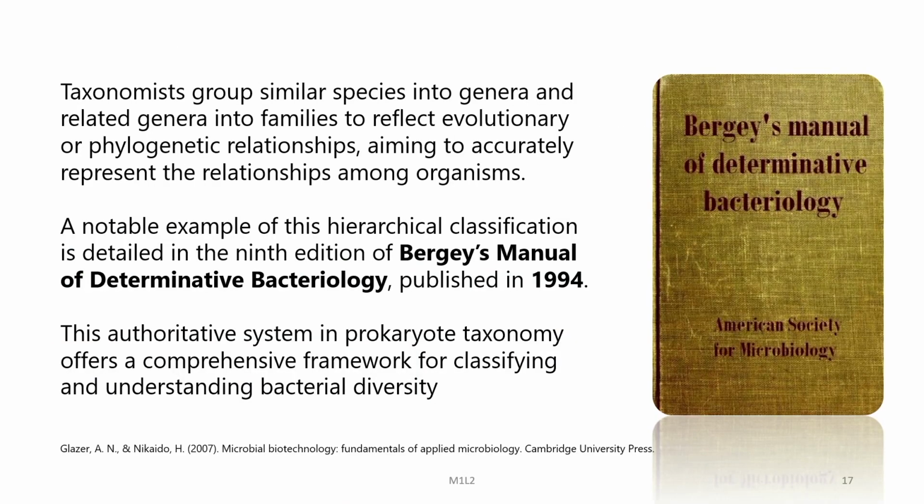Taxonomists group similar species into genera and related genera into families to reflect evolutionary or phylogenetic relationship, aiming to accurately represent the relationship among organisms. A notable example of this hierarchical classification is detailed in the 9th edition of Bergey's Manual of Determinative Bacteriology, published in 1994. This authoritative system in prokaryotic taxonomy offers a comprehensive framework for classifying and understanding bacterial diversity. For those who are interested more in the taxonomic determination of bacteria, please refer to this book.